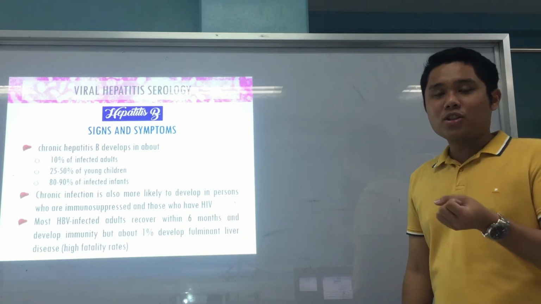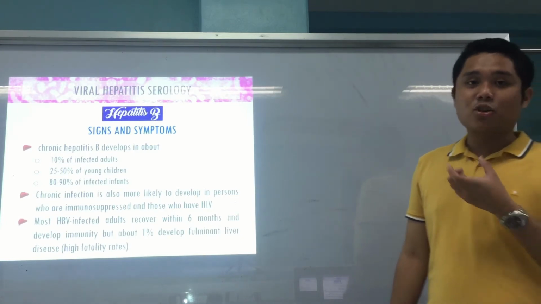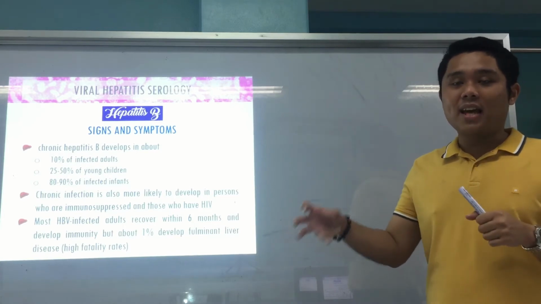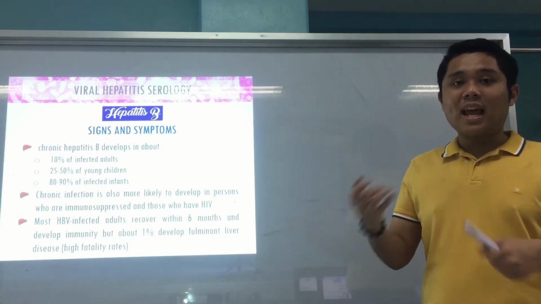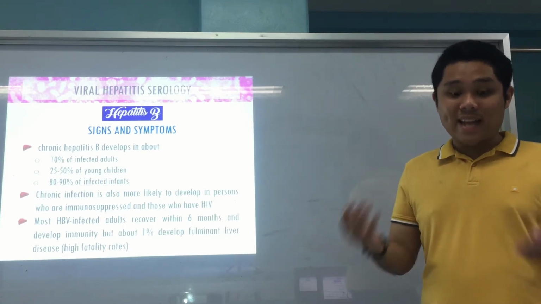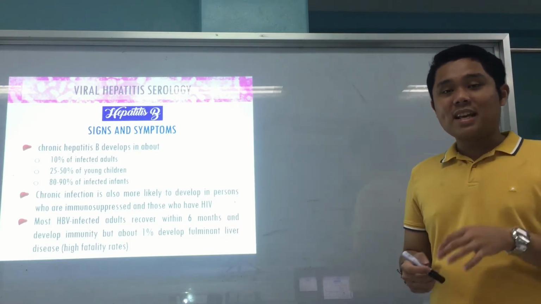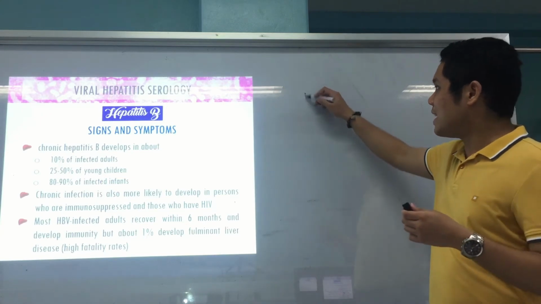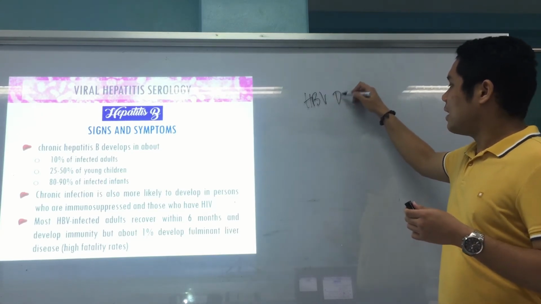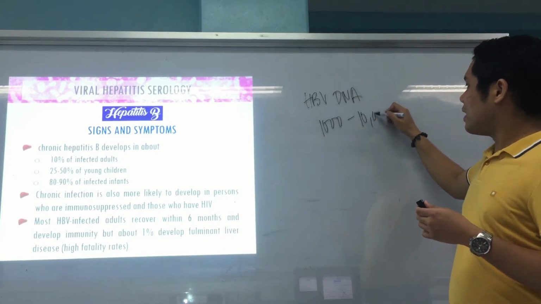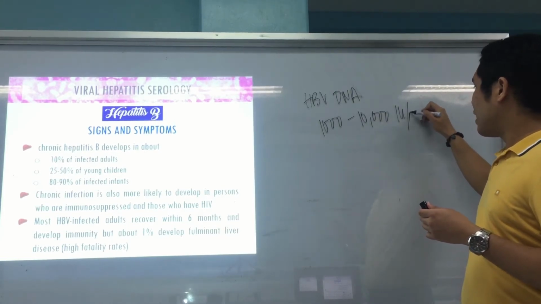Now, the progression of your liver disease and HBV infection is fostered, again, as I mentioned, by the persistence of HBV in the system of your patient and constant DNA replication. This is manifested by the presence of HBV DNA at a threshold of about 1,000 to 10,000 IU per ml.